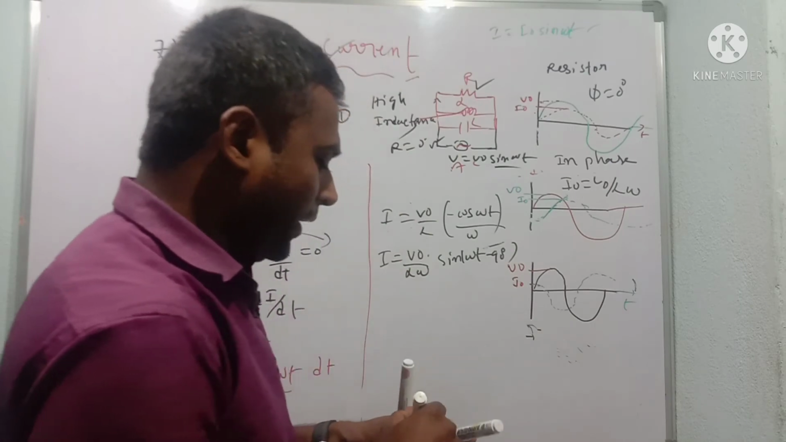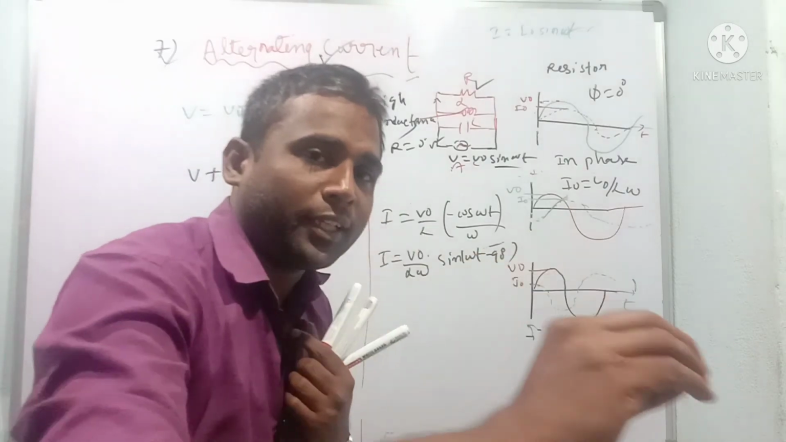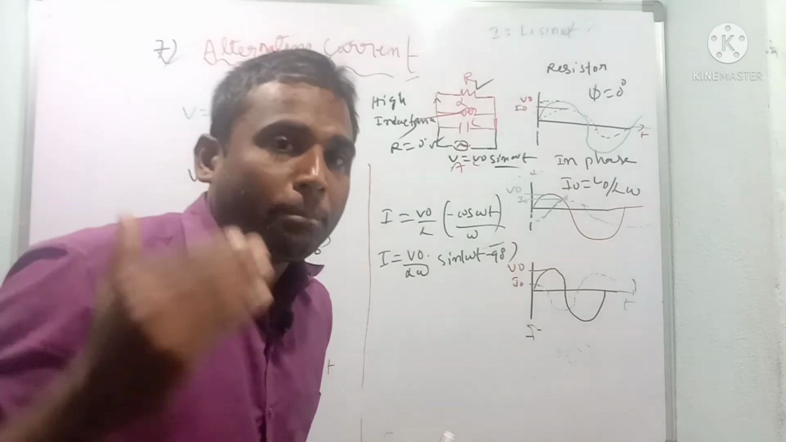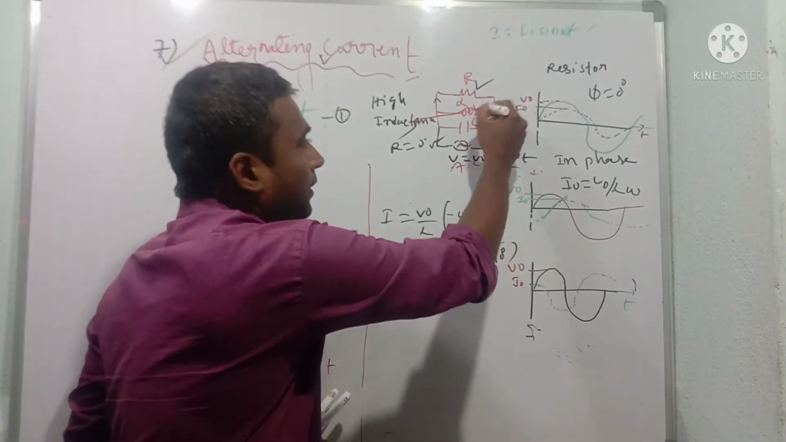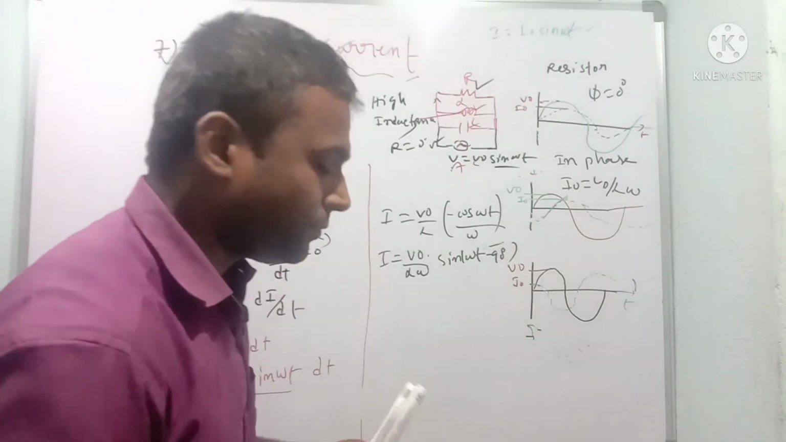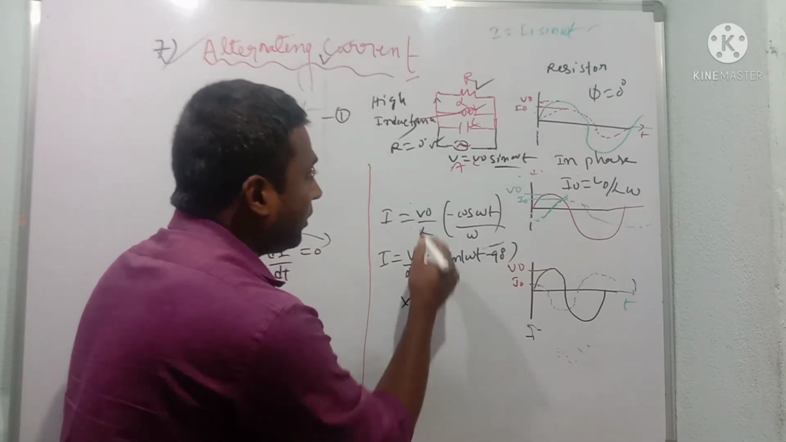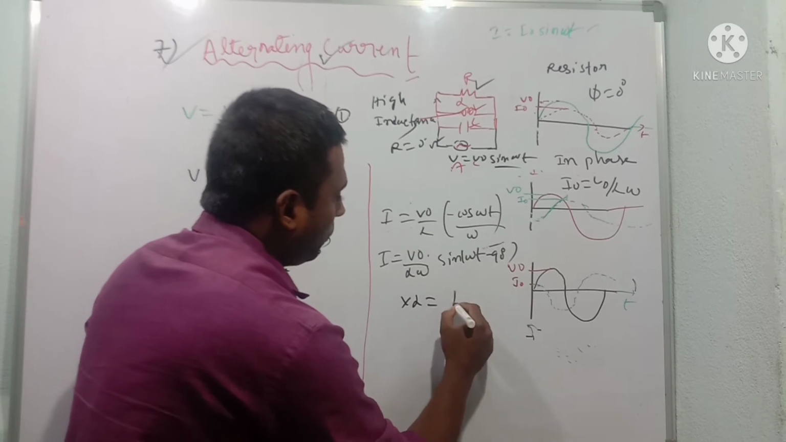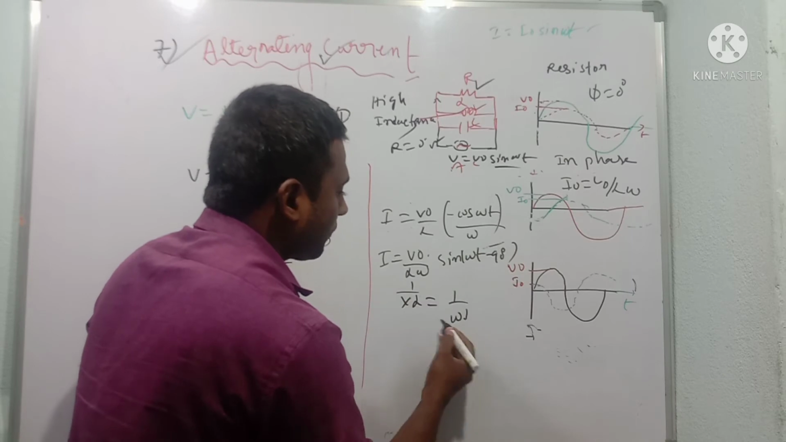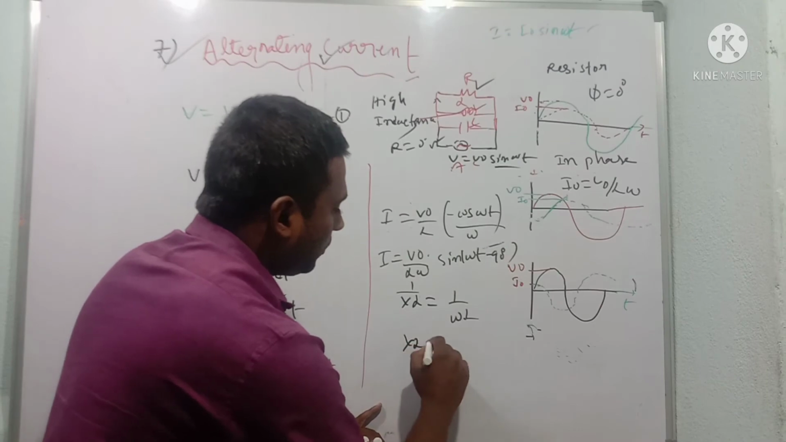So now here we will find reactance. What is resistance? The opposition to the flow of current is called resistance. But reactance means the opposition to the current when we pass voltage in the case of either an inductor or a capacitor. Now what is going to happen? So the reactance XL is equal to, that is 1 divided by omega into L. So now here XL is equal to omega L.